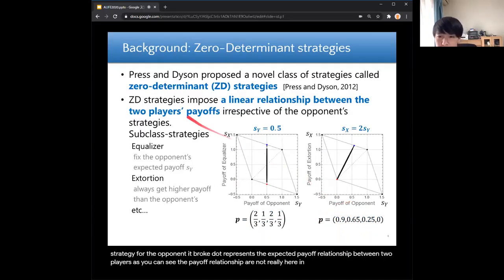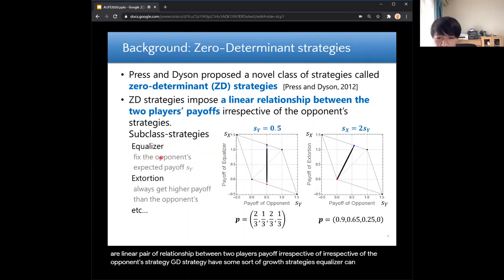In 2012, Press and Dyson suddenly proposed a new class of strategies called Zero-Determinant (ZD) strategies. ZD strategies impose a linear payoff relationship between two players' payoffs, irrespective of the opponent's strategy. ZD strategies have some subclass strategies.